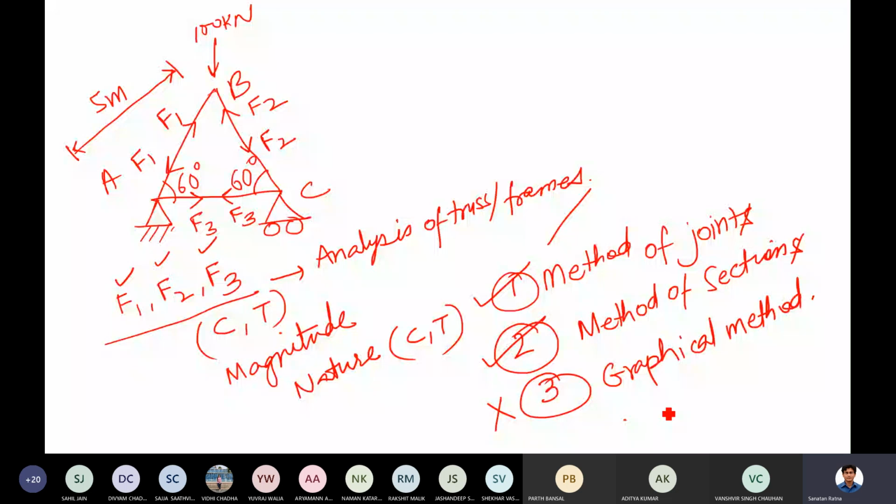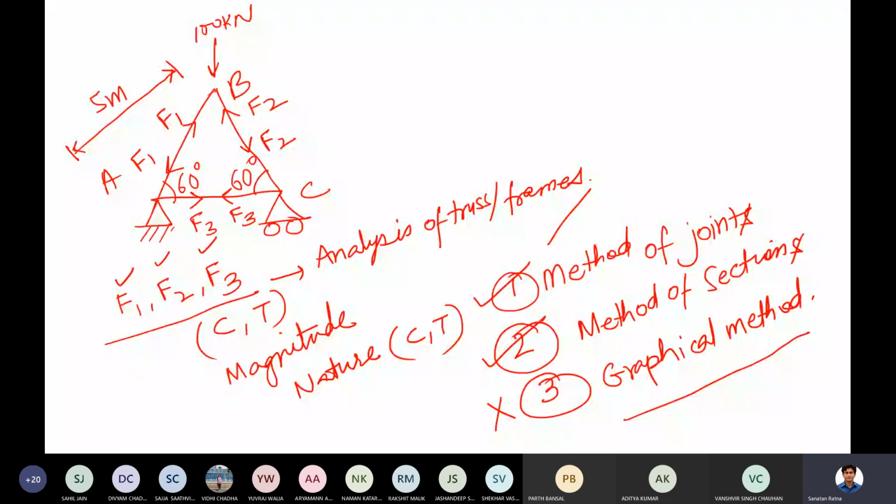The last method, that is the graphical method, is not in our syllabus. So we have to just study the method of joints and the method of sections and not the graphical. These methods are used for analyzing the truss or the frame, and they are used for determining the nature and magnitude of forces in the truss.